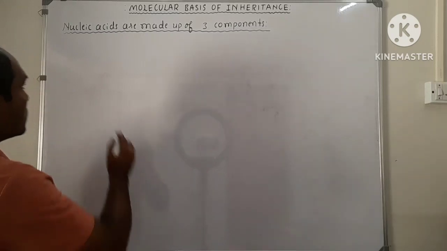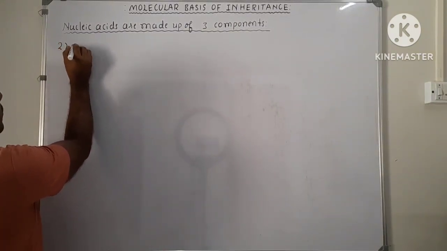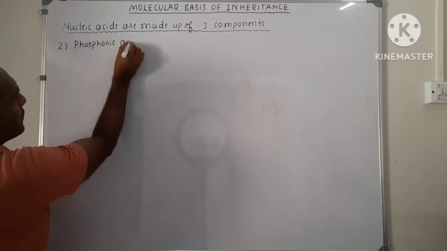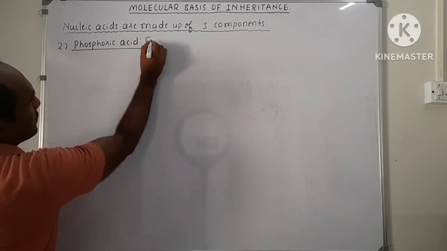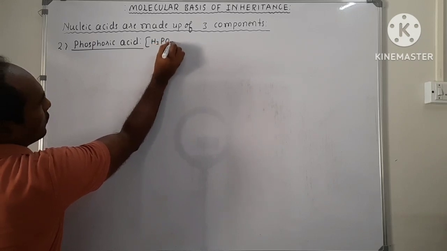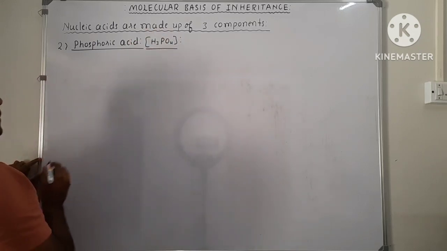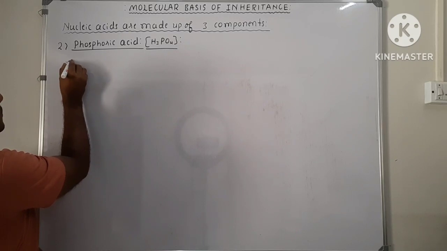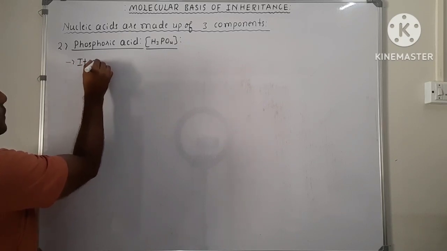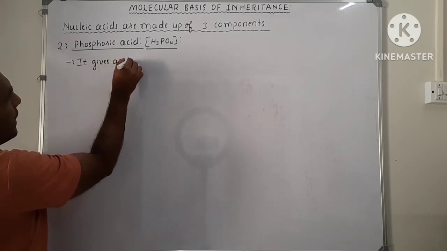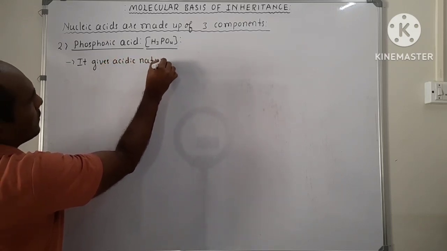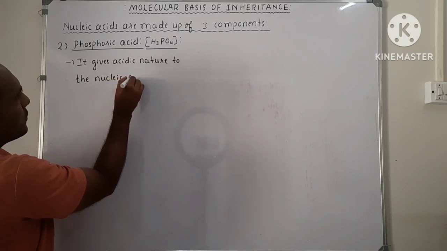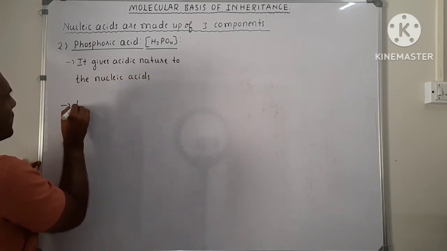Okay, my dear students. Then the second component is phosphoric acid. Its molecular formula is H3PO4. Getting my point? This phosphoric acid gives acidic nature to the nucleic acids.